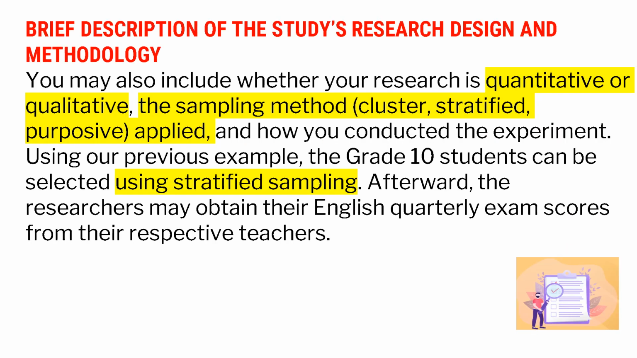The next information is a brief description of the study's research design and methodology. You may also include whether your research is quantitative or qualitative, and the sampling method, for example, is it cluster, stratified, purposive, and how you conducted the experiments. Using our previous example, the grade 10 students can be selected using stratified sampling. Afterward, the researcher may obtain their English quarterly exam scores from their respective teachers.